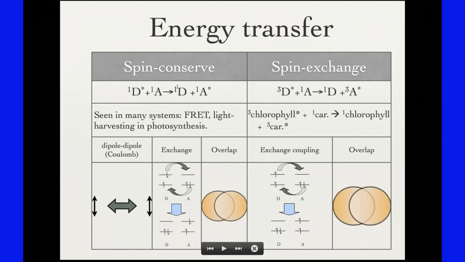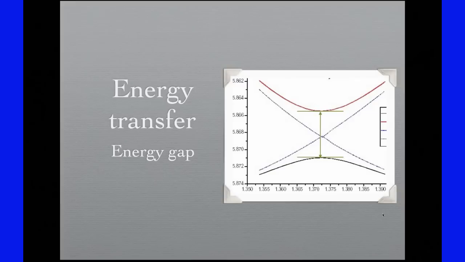All right, let's enter the energy transfer part. In the energy transfer part, we have a spin-conserving singlet part and a spin exchange part. The spin-conserving coupling is seen in many systems, including FRET or light harvesting. The coupling includes the Coulomb coupling, which people call dipole-dipole coupling. It also has some short-range effects, like exchange and overlap. In the spin exchange part, you can see, for example, chlorophyll coupling and triplet quenching. These involve some exchange coupling, and overlap effects are also there.